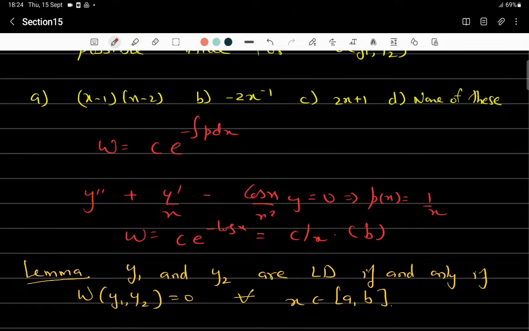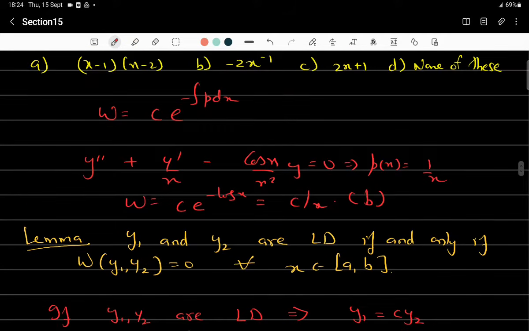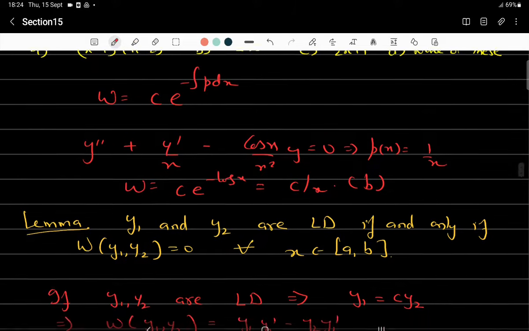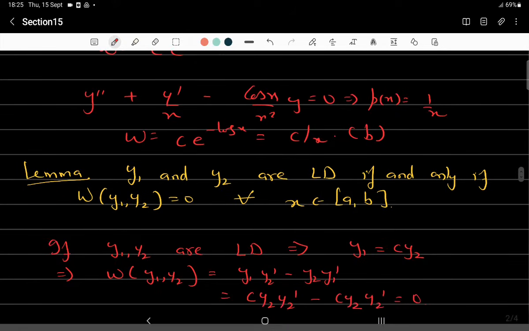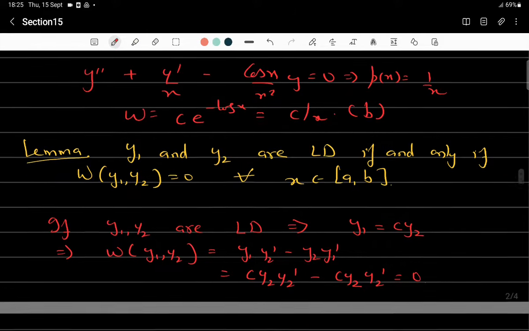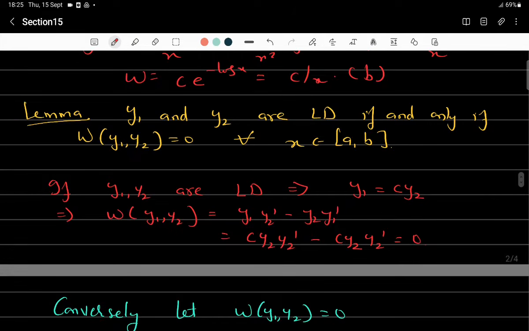One side is very simple. We assume that y1 and y2 are LD, which means one can be expressed as a scalar multiple of the other, so y1 is c y2. Now in the formula of the Wronskian, substitute the values of y1 and y2, and you will see that it comes out to be 0. The other side is tricky, which says that if the Wronskian is 0, then we need to prove y1 and y2 are LD.